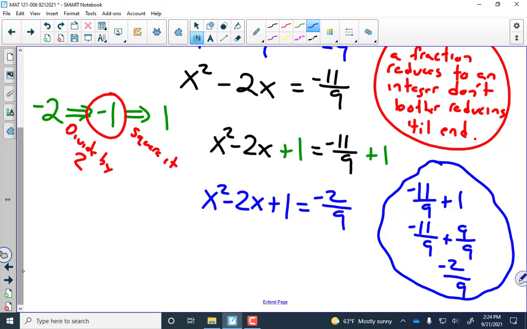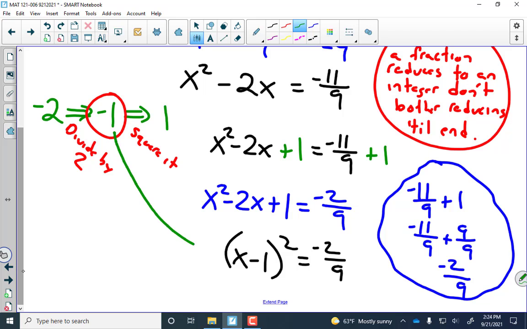The heck am I doing? Why am I doing this? Oh, I'm doing this so I can factor the left-hand side. It's not guesswork. X minus 1, right there. It tells you exactly what you put next to the x. X minus 1. It's a beautiful thing, everyone. It tells you exactly how to factor every single time. No guesswork.